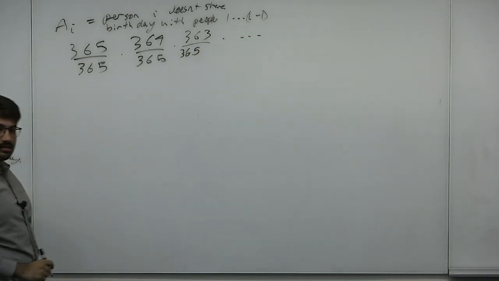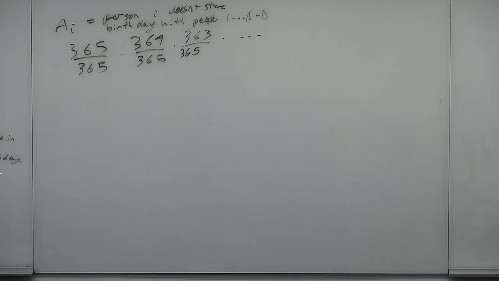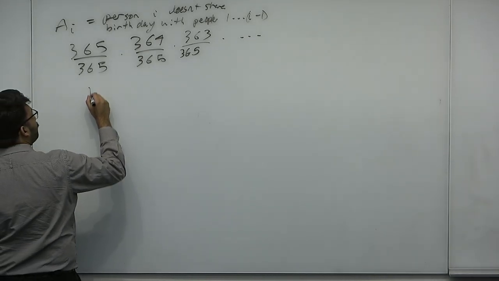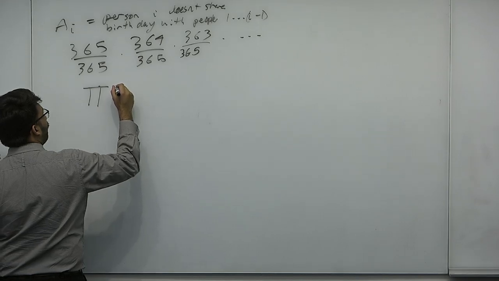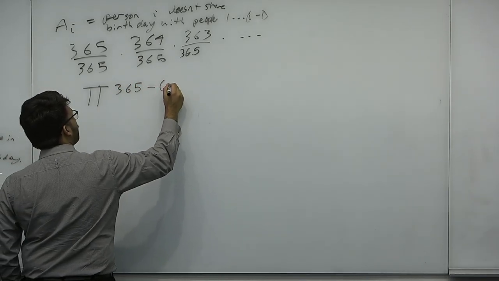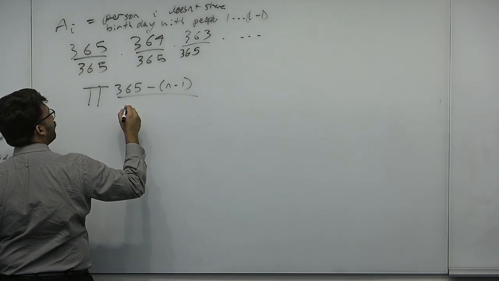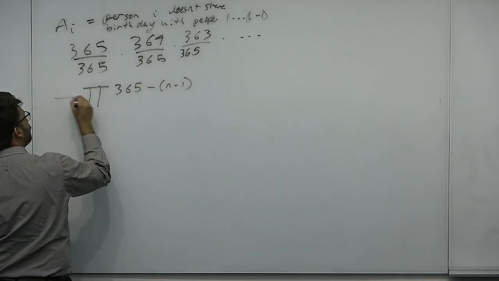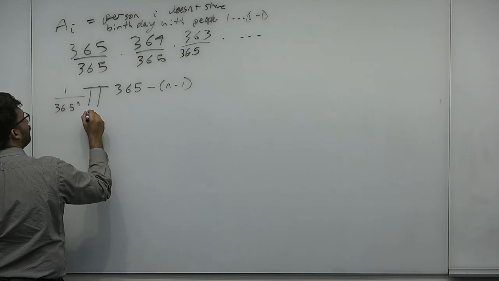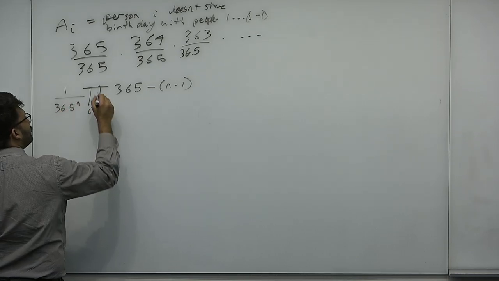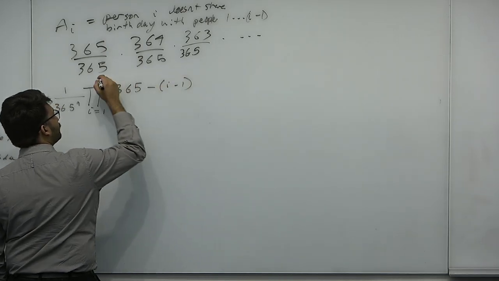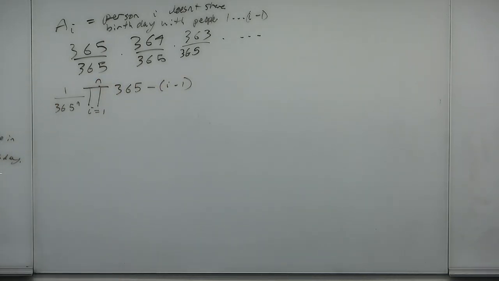You're going to keep computing this product n times, and you want to find out what this n is. So we may write this probability generically as the product of (365 minus i minus 1) over 365, for i equal to 1 to some n, right? You compute the product of these probabilities, and you have some number here. You want to know what n does this equal, right? 365 over 365 times 364 over 365.